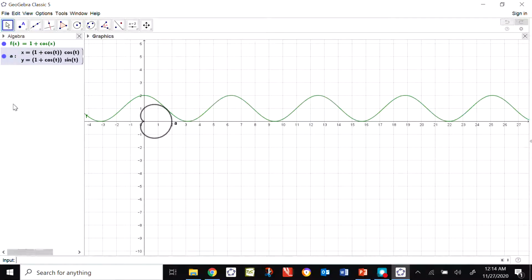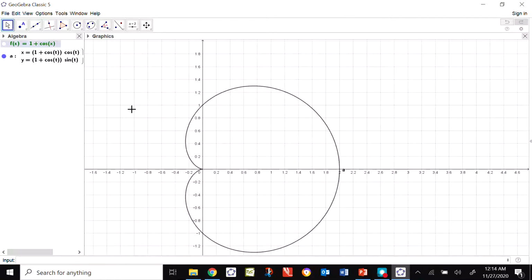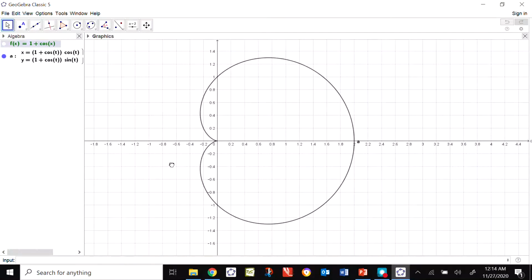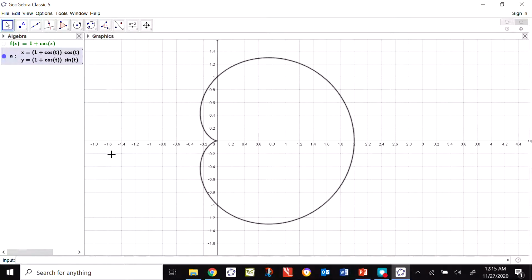So I'm going to toggle the visibility of f of x. I don't need that graph. And here is the polar curve. Cool. I'll turn off the label. And ladies and gentlemen, here is the polar curve.